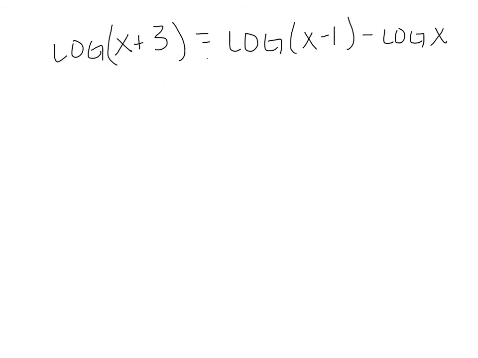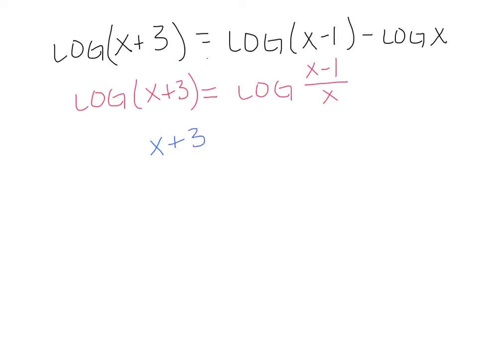Another log equation. Looks like we have another common base equation. So we can put some things together, use some properties, and then go ahead and try to solve. It looks like the messy side is the right-hand side. So when we use properties of logs, we're going to get the log of x minus 1 over x, because that's the difference of two logs. And then on the left-hand side, we still have the log of x plus 3. So we have a log equals log problem. We can set our arguments equal to each other. x plus 3 equals x minus 1 over x.